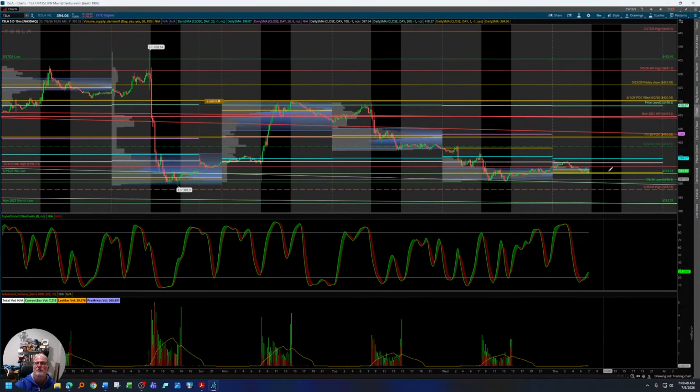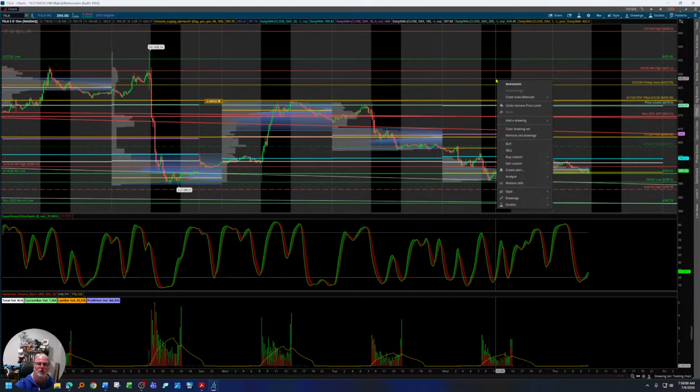So big level though, you've got to get above the 400 level, 403 level with Tesla. This 403 is a level here that I've got highlighted in order for Tesla to continue to move forward on the upside though. But we could consolidate for a little bit, so be careful on that.